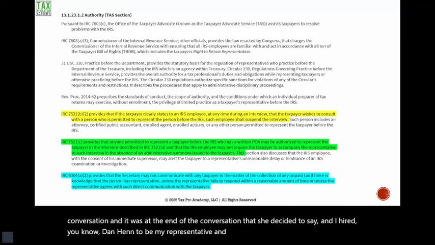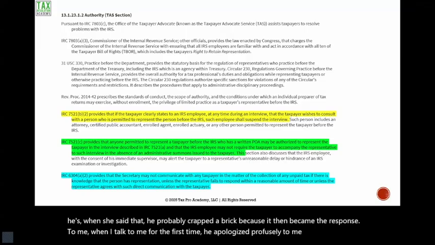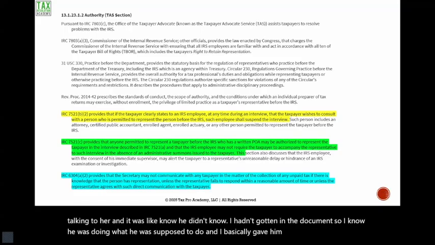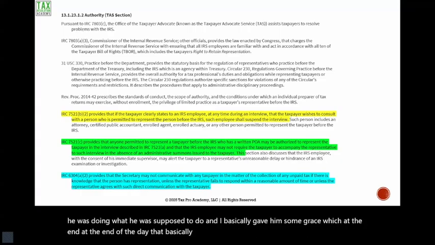And the revenue agent, I can imagine that when she said that, he probably crapped a brick, because it then became the response to me when he talked to me for the first time. He apologized profusely to me that he ended up talking to her, and he didn't know. I hadn't gotten him the document, so he was doing what he was supposed to do, and I basically gave him some grace, which at the end of the day built some brownie points with me.